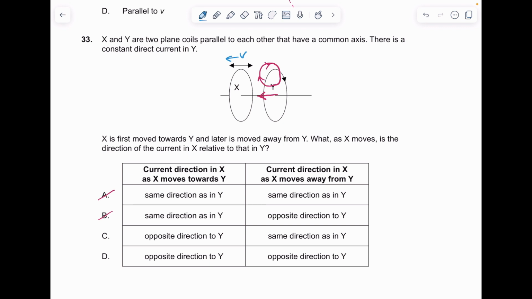The change is that it's moving away from Y, so it wants to be attracted back towards Y, so we need the field to be attracting towards Y. So in that scenario, the current needs to be in the same direction to get an attractive field rather than a repulsive field. So the current would be in the same direction as Y. So the answer is C. So we've had to combine right-hand grip rule with a bit of Lenz's law and induced EMF in question 33.